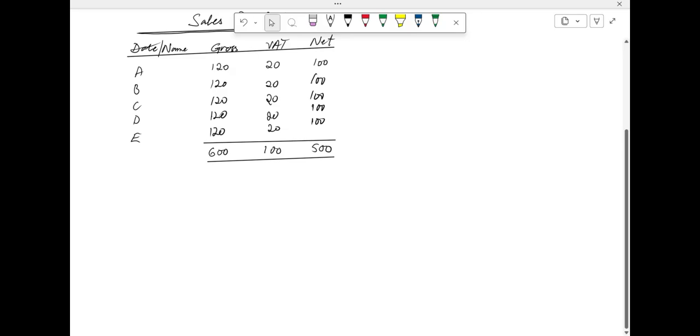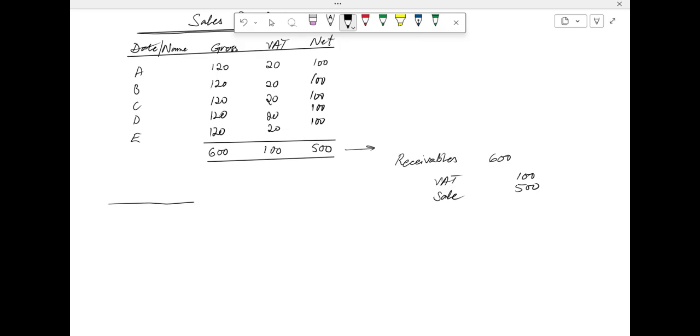General ledgers are those ledgers in which the double entry is recorded. So if I write the double entry of these three figures, my double entry will be: receivables debit by 600, VAT is credit and the sale is credit. VAT is 100 pounds and the sales is 500 pounds. So you can see my double entry is complete. With the help of this double entry, I can now open the T accounts.